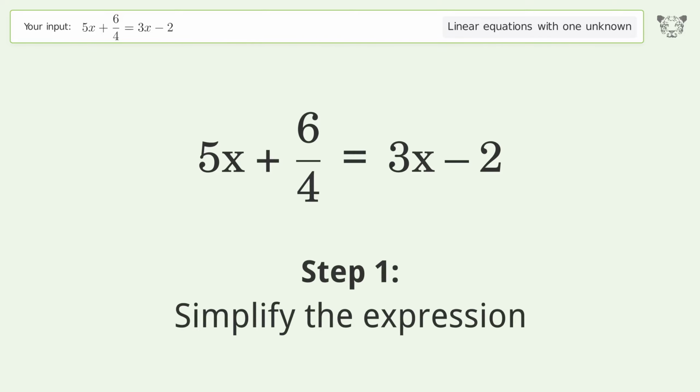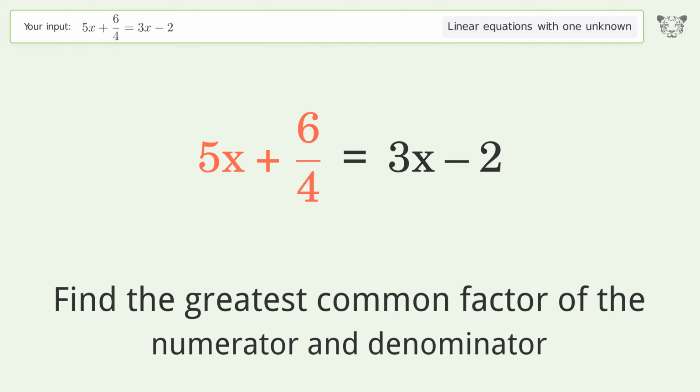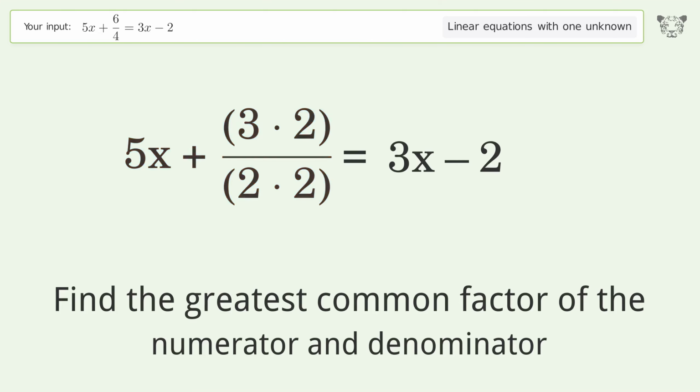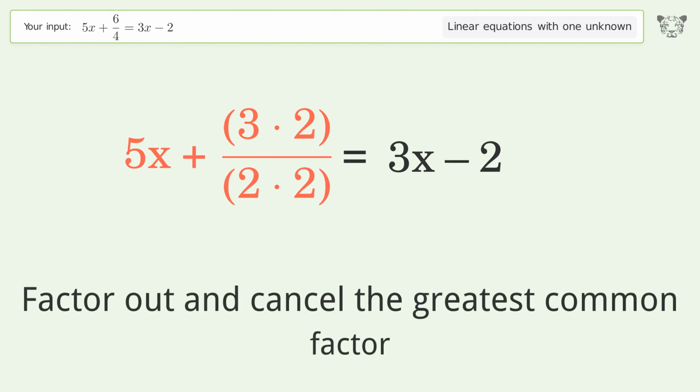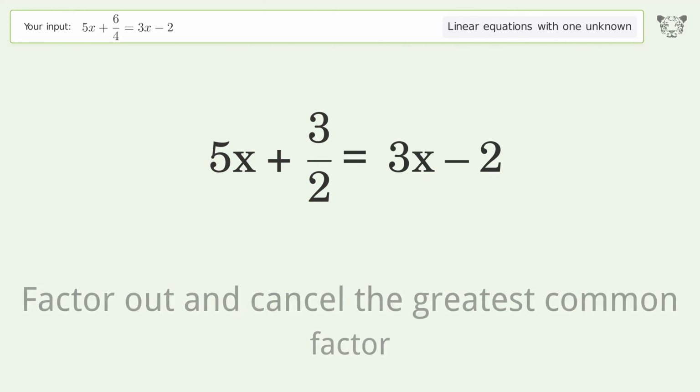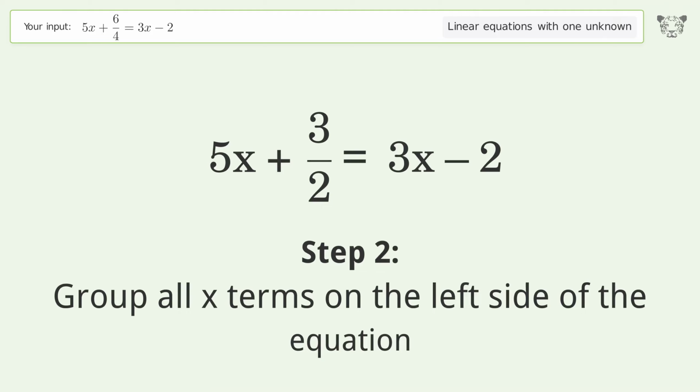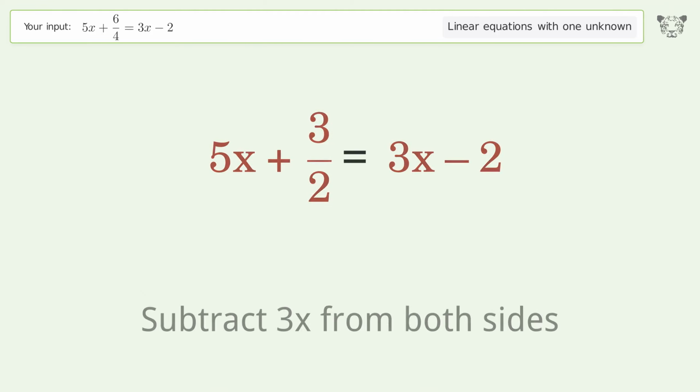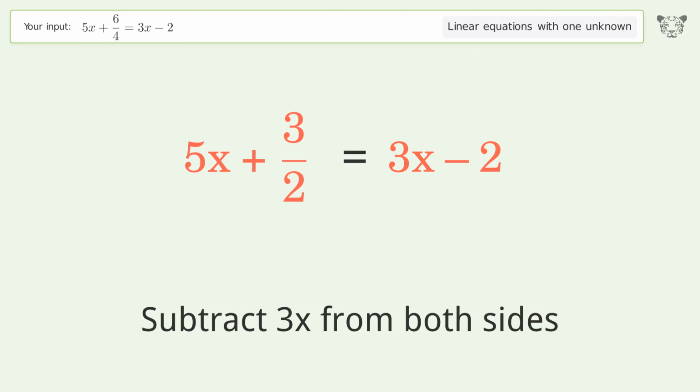Simplify the expression. Find the greatest common factor of the numerator and denominator. Factor out and cancel the greatest common factor. Group all x terms on the left side of the equation. Subtract 3x from both sides.